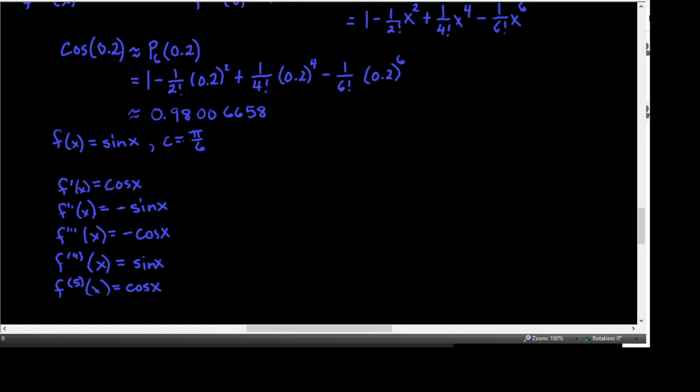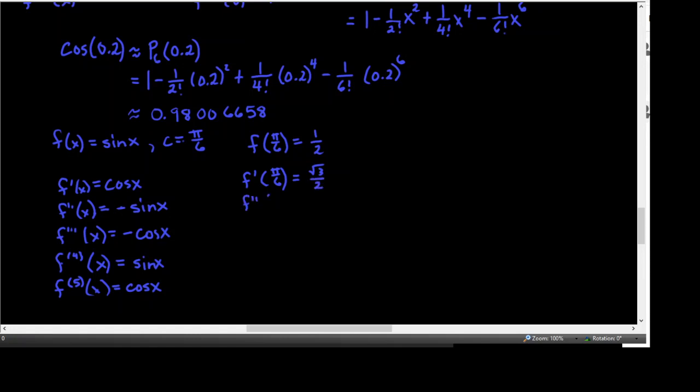So now we're going to substitute pi over 6 into all of these. So f of pi over 6, sine of pi over 6 is 1/2. F prime of pi over 6. Oh, and by the way, you're supposed to know how to get trig values of pi over 6 without a calculator. So if you need help with that, please ask. Anyway, cosine of pi over 6 is square root of 3 over 2.